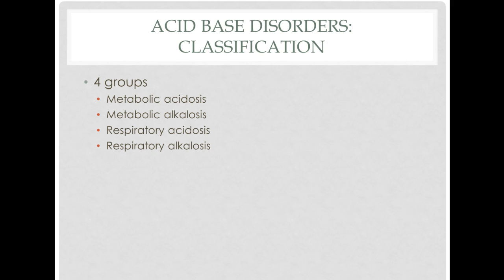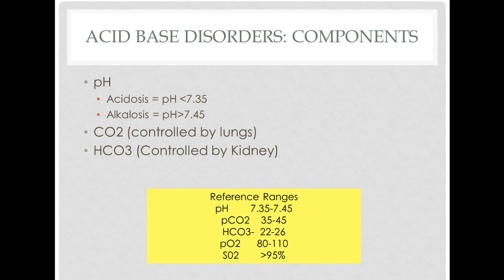When we classify a patient in the hospital with an acid-base disorder, we classify them as one of the four following: metabolic acidosis, metabolic alkalosis, respiratory acidosis, or respiratory alkalosis. We consider someone, again, to have acidosis if their pH is less than 7.34 or 7.35. If it's alkalosis, the pH is greater than 7.45.